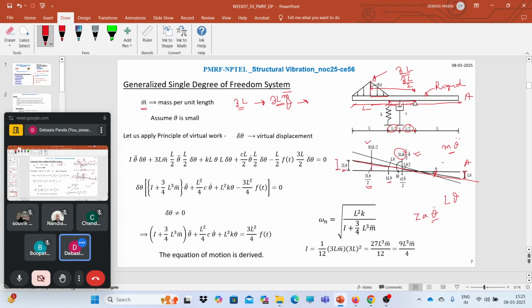Now from this free body diagram we can easily derive the equation of motion for this system, but if we want to use the concept of the virtual displacement, because it will lead to one important concept, how we can get the equivalent mass, equivalent stiffness, and equivalent damping properties. So we will use the virtual displacement concept here.